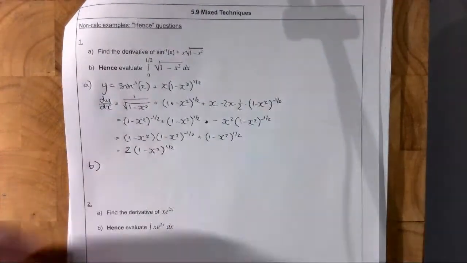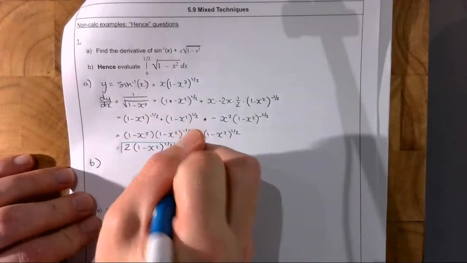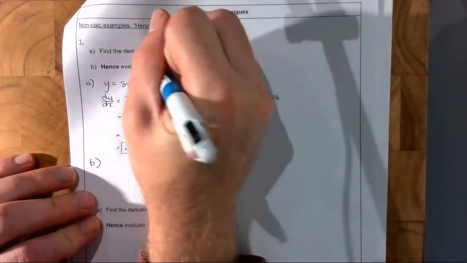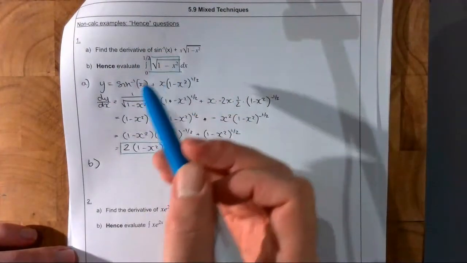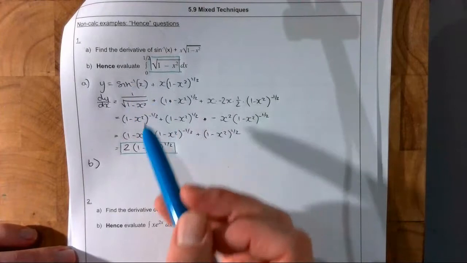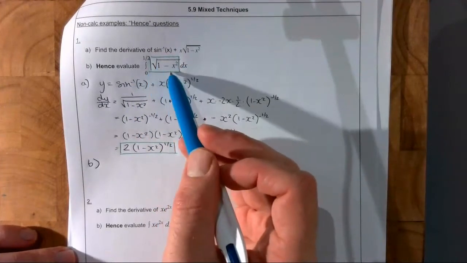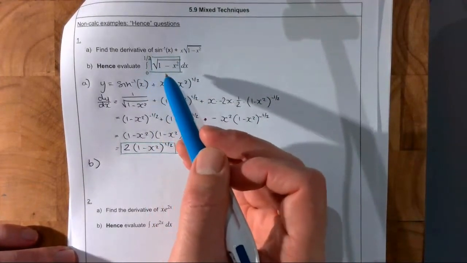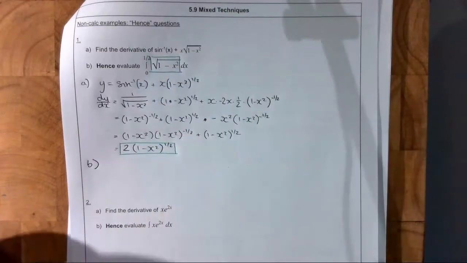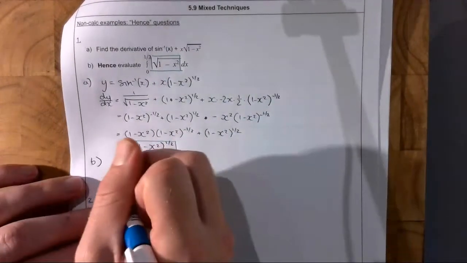Now why does this help us with part B? It's because this result here is very similar to the integrand that we're trying to integrate. And so we know what would differentiate to give us this, and this is so closely related to this that we can deduce what the result of anti-differentiation is for the integral we're given.